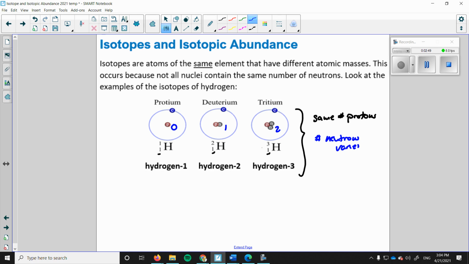This is going to influence the atomic mass. So the atomic mass is going to change, or vary. However, remember, because you have the same number of protons, the atomic number is constant. It doesn't change. And that's the idea behind isotopes. Again, same thing as before.